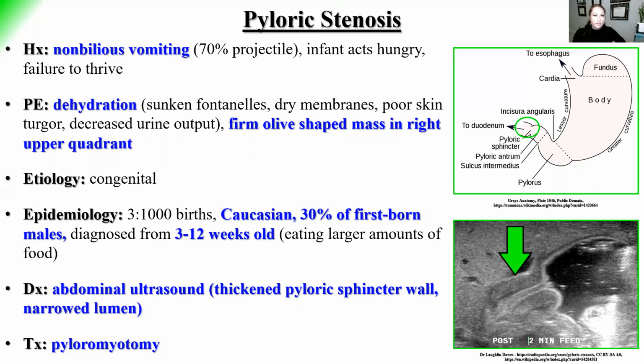So you are going to have in the history this infant that presents with non-bilious vomiting, and it's going to be projectile. The parents say, it may hit the wall behind me because you have such a high pressure here from the backup of the fluid that's trying to get through that pyloric sphincter that the only way it can come out is the way it came in. The infant will be hungry because they're not getting that food through. They may have a failure to thrive. On physical exam, they're going to be dehydrated. They're not getting enough food.